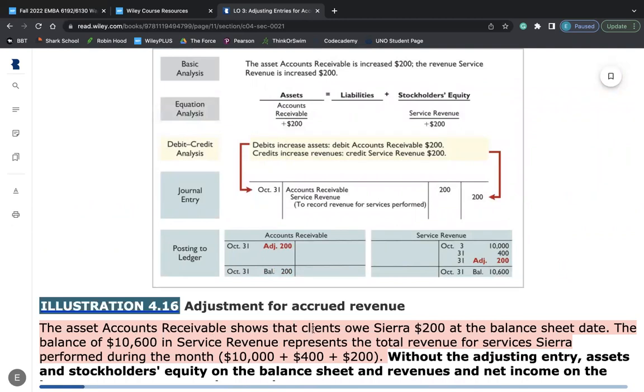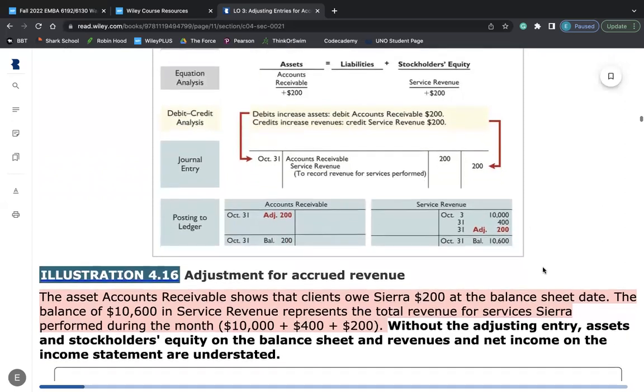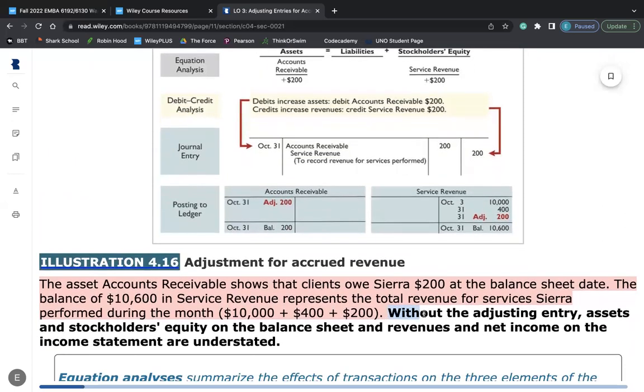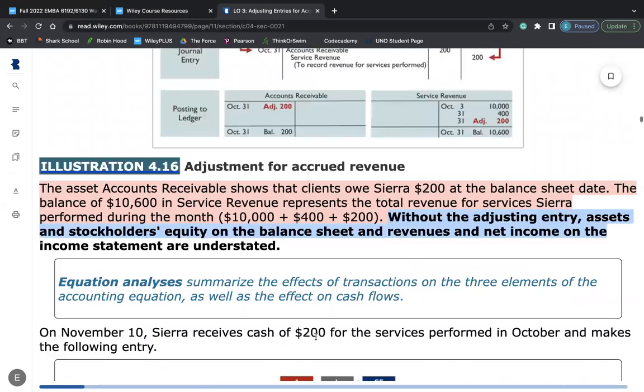The accounts receivable shows that clients owe Sierra $200 at the balance sheet date. The balance of $10,600 in service revenue represents the total revenue for services Sierra performed during the month. That's $10,400 plus $200. Without these adjusting entries, assets and stockholders' equity on the balance sheet and revenues and net income on the income statement are understated.